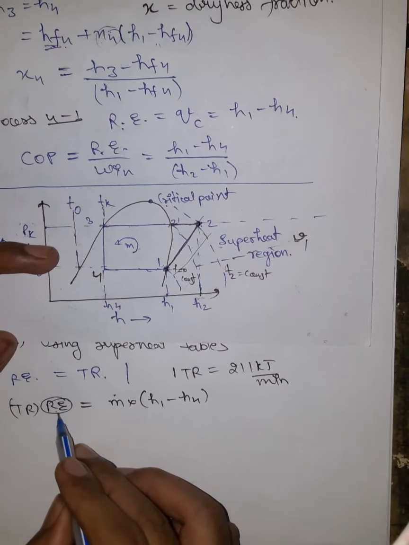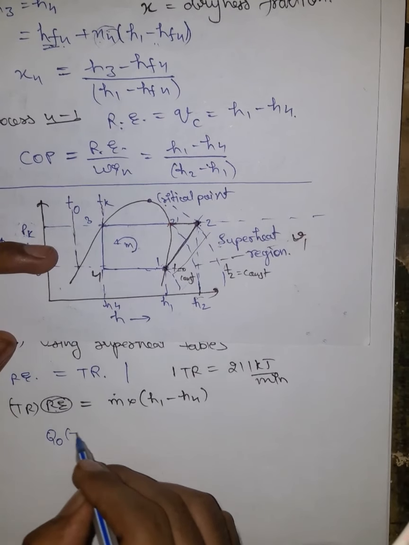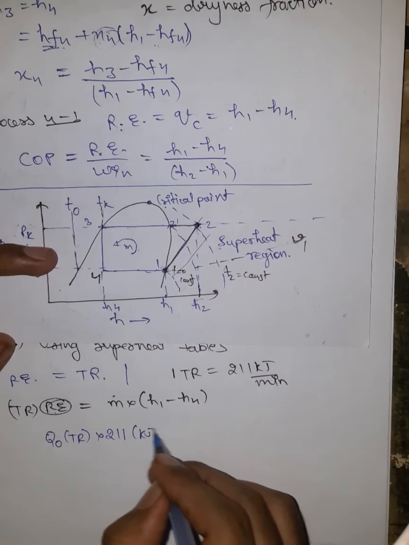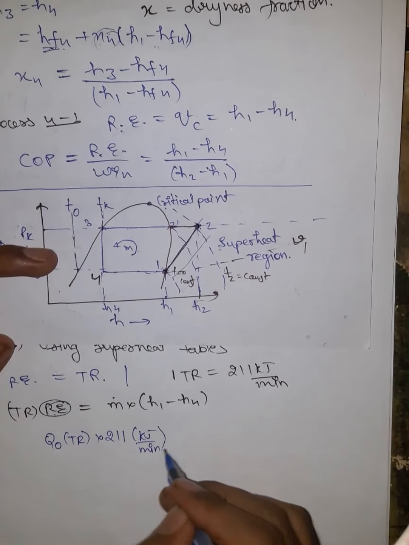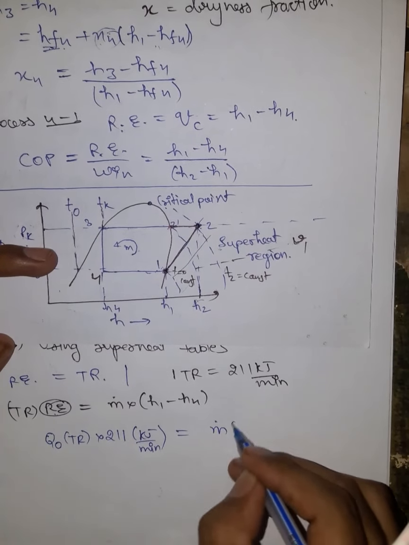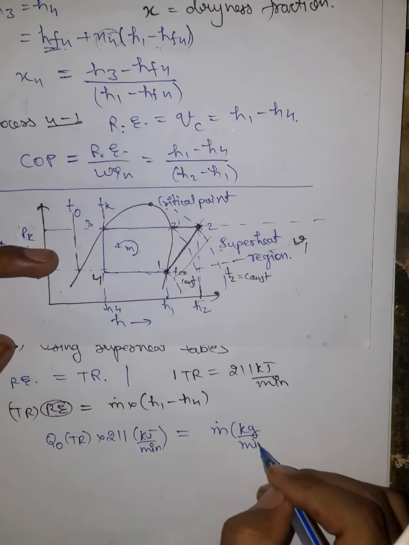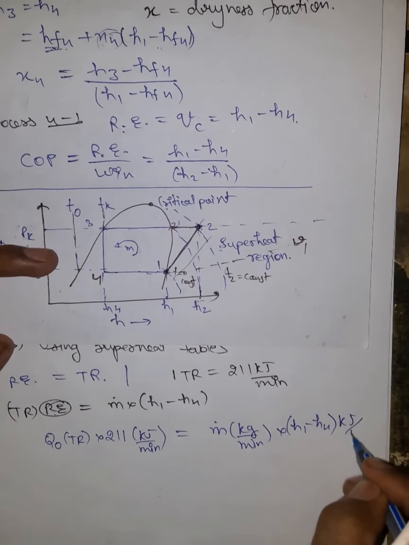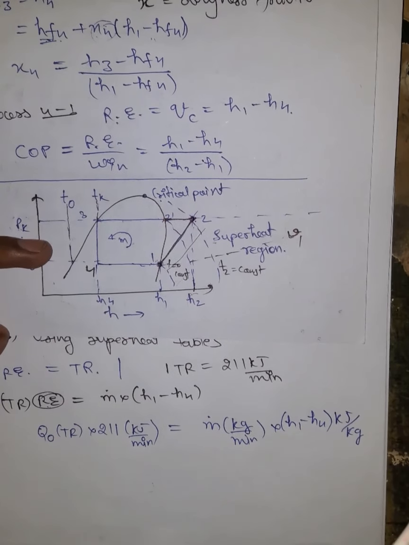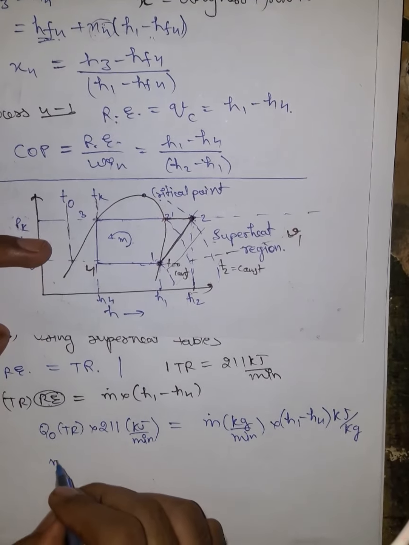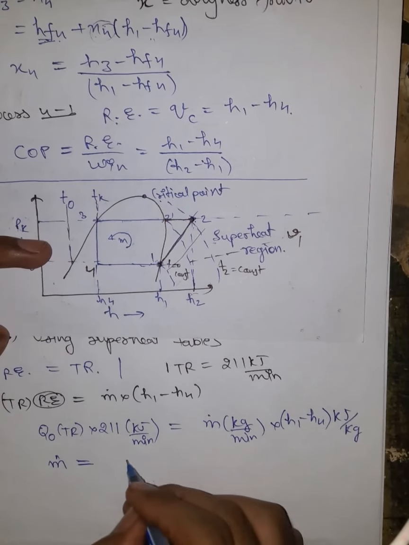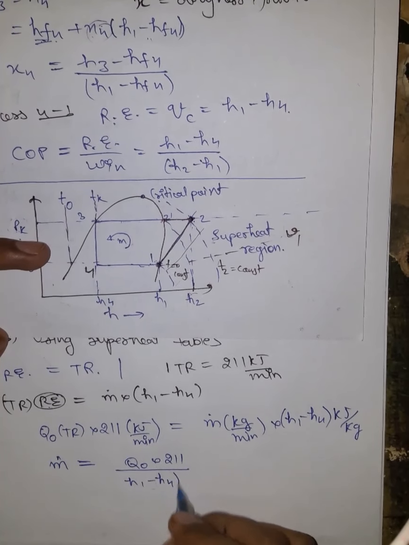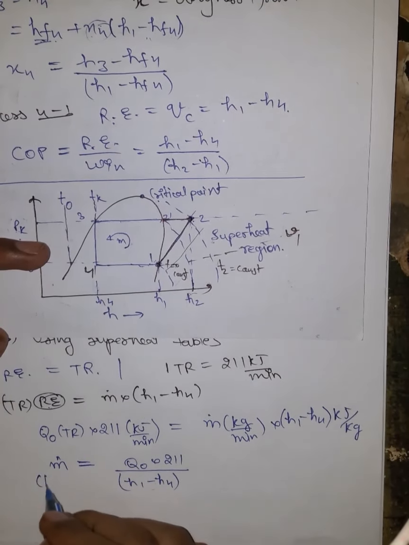So this refrigerating effect, let us say it is given by Q naught and it is in tons of refrigeration, we would multiply it by 211, then the unit will become kilojoule per minute. Here the mass unit will be kilogram per minute, and this H1 minus H4 unit would be kilojoule per kilogram. If we rearrange them, we get the formula for mass flow rate of refrigerant: Q naught into 211 upon H1 minus H4. This is for mass flow rate in kilogram per minute.